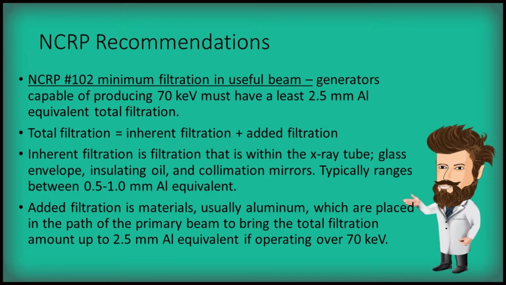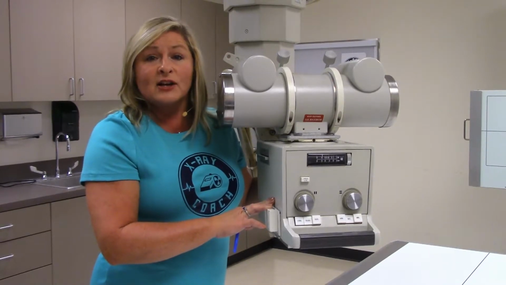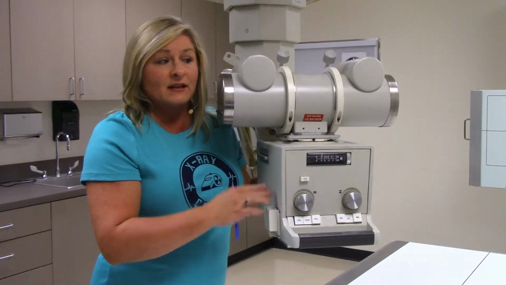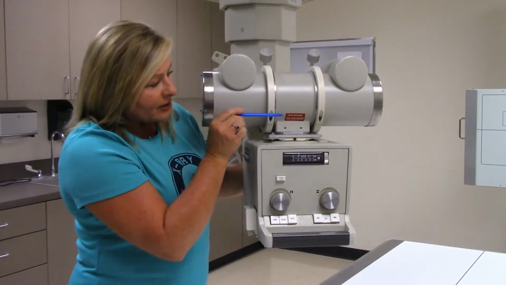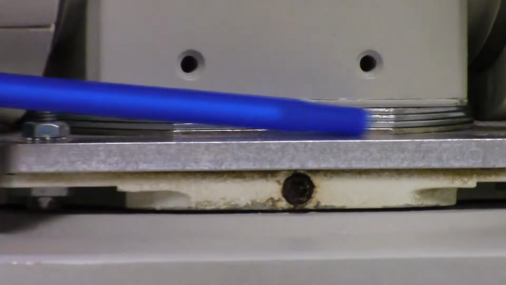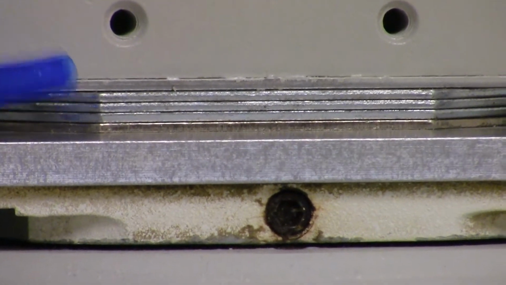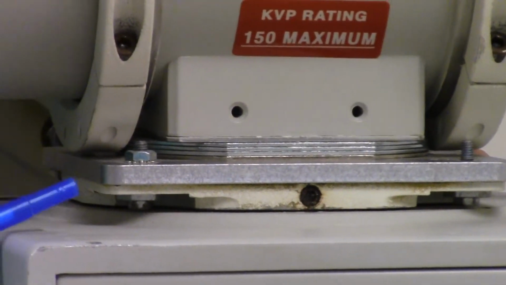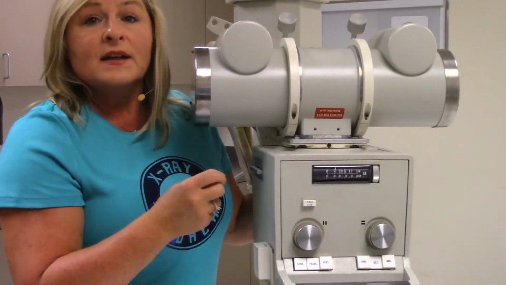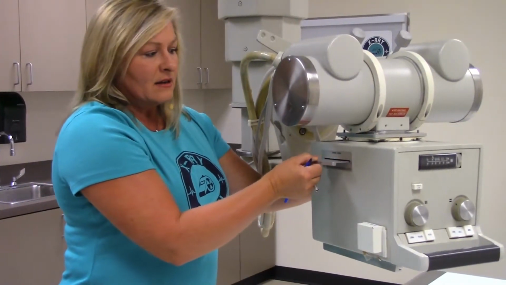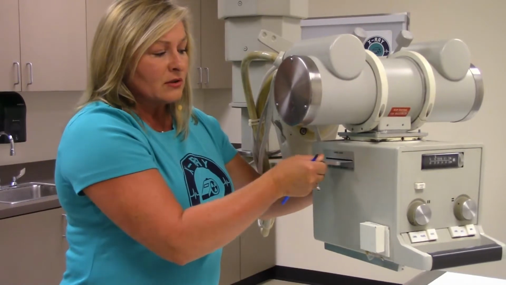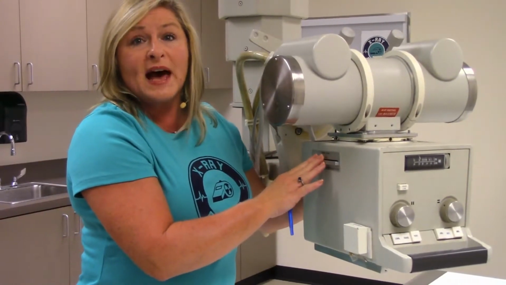The added filtration is material, usually aluminum, which is placed in the path of the primary beam to bring the total filtration amount up to 2.5 millimeters of aluminum equivalent if operating over 70 keV. So let's take a close look at where filtration is added on this particular machine. Right here, thin layers of aluminum have been added to this equipment so the total filtration can be 2.5 millimeters of aluminum equivalent. This machine can also have a slide that allows the filter to move in and out, but under no circumstance are you to remove that filter.